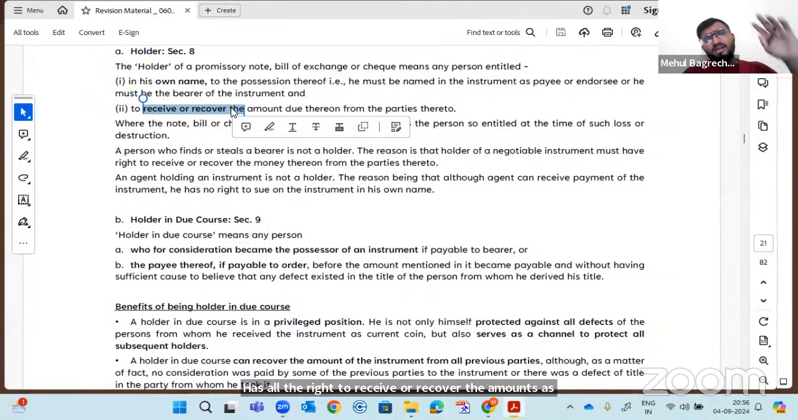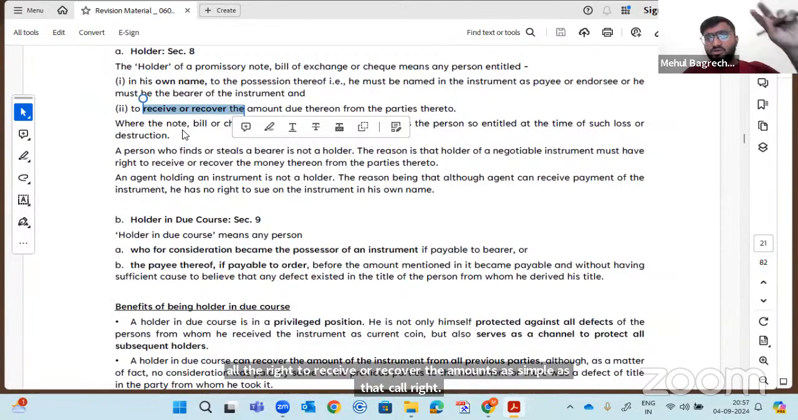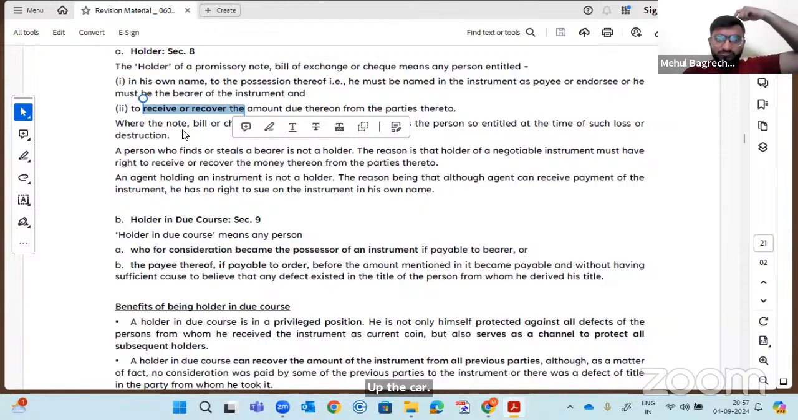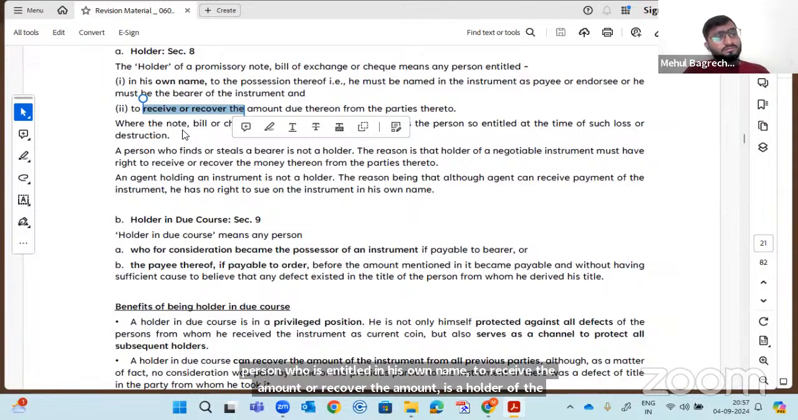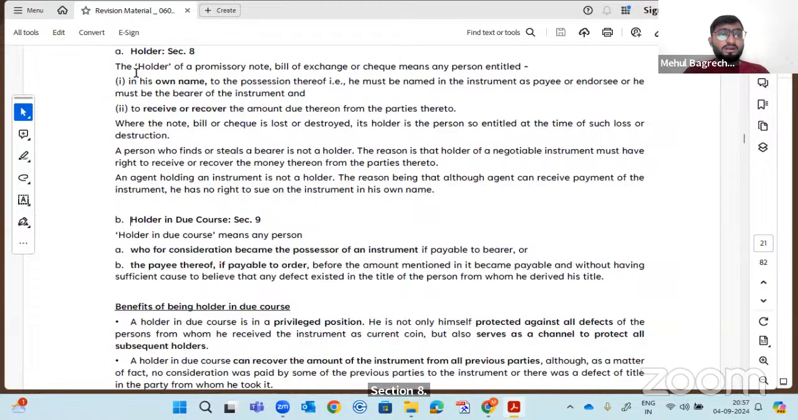All right. Any person who is entitled in his own name to receive the amount or recover the amount is a holder of the instrument. Section 8. What is section 9 talking about? Section 9 talks about holder in due course. Who's this person? Holder in due course. Who transfers the bill is Abhimanyu. Brilliant. You remember Spider-Man, Batman, you remember Abhimanyu.